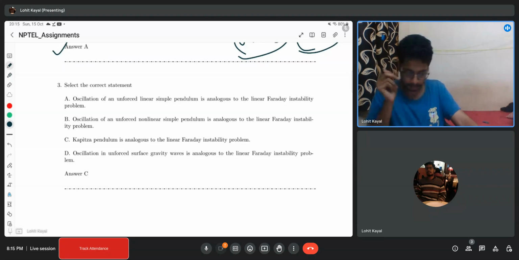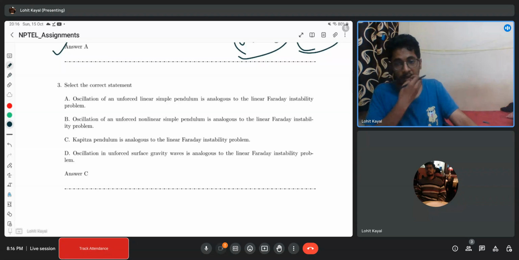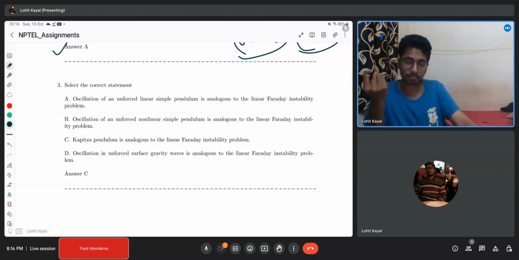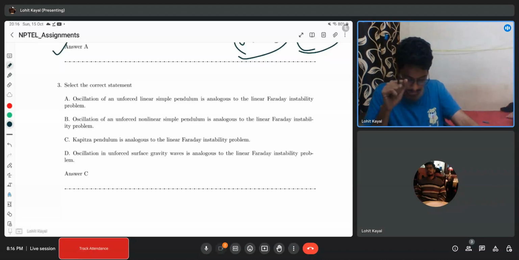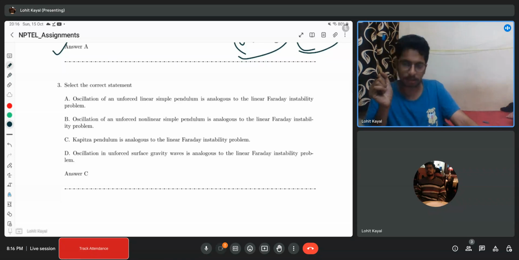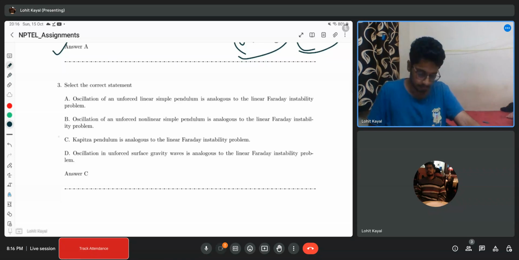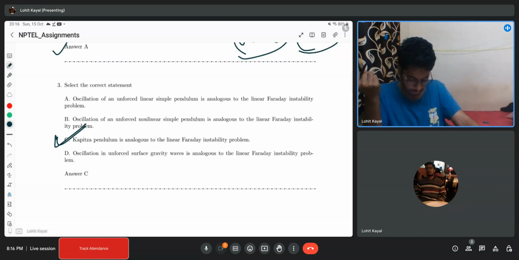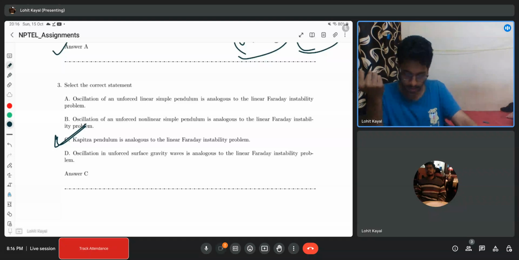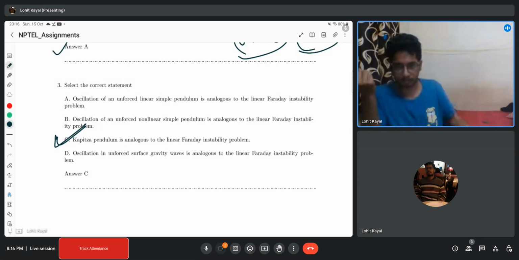Second, the oscillation of an unforced nonlinear simple pendulum. No, for the unforced nonlinear case we have already solved that problem, and we do not get any Mathieu kind of equation. So option C, the Kapitza pendulum is analogous to the linear Faraday instability problem. That is true. When we tried to solve the stability analysis of the Kapitza pendulum, we derived the Mathieu equation. So it is analogous to the linear Faraday instability problem. Option D, oscillation in unforced surface gravity waves is analogous to the Faraday instability problem. No, obviously.